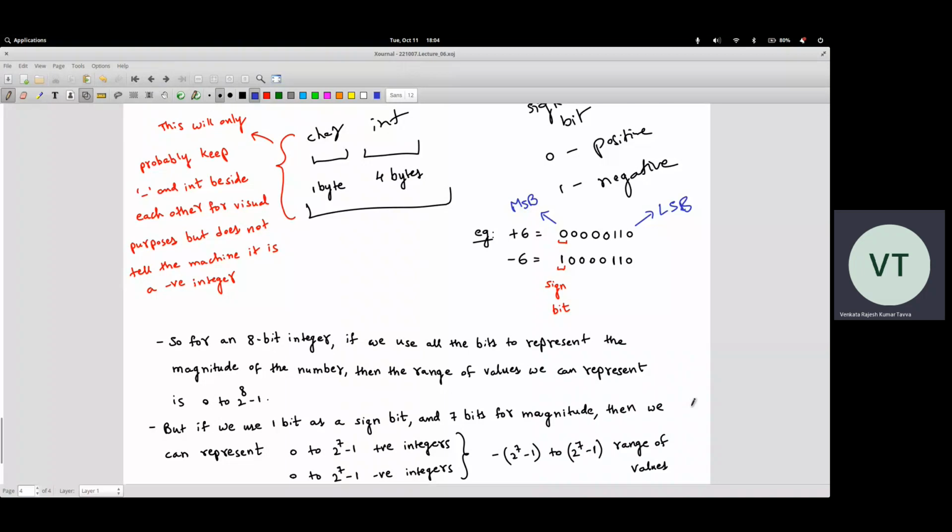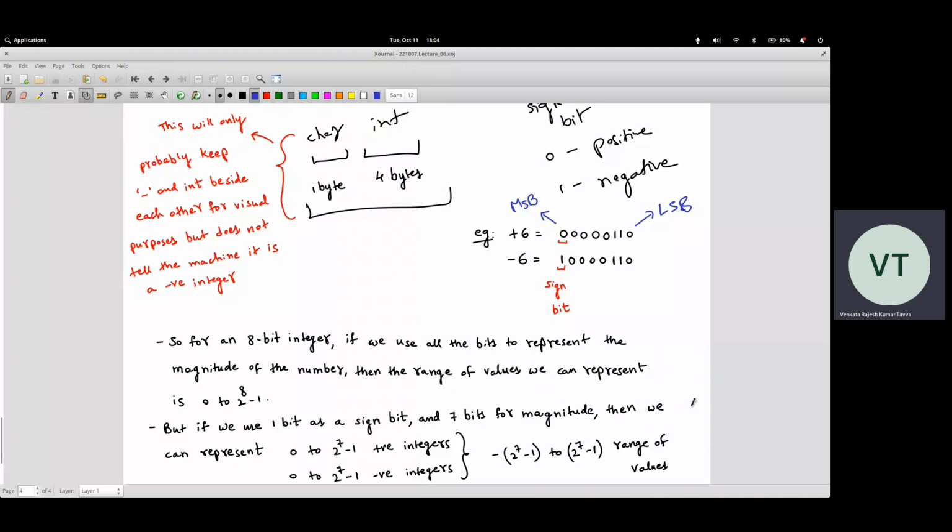This is like the original thing which you learn. 8 bits means 0 to 2 power 8 minus 1. 16 bits means 0 to 2 power 16 minus 1. Like that. You have only positive numbers. So if you know you are dealing with only positive numbers, you can use unsigned data types. If you know you are dealing with both positive and negative, then you can use signed data types.